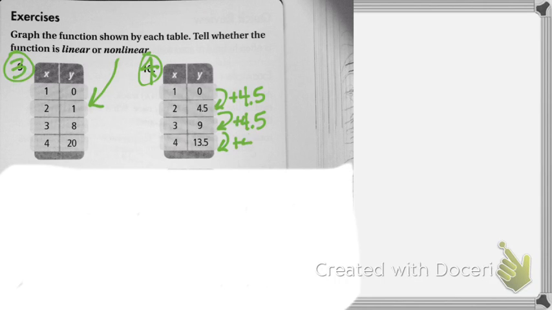So since this one is going up, it's adding the same amount each time. This one is linear. And because this one is not adding or subtracting the same each time, it is nonlinear.